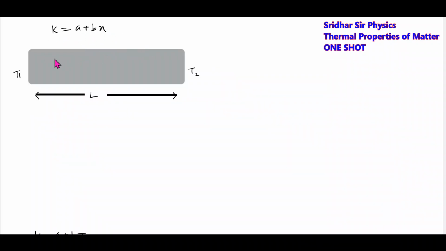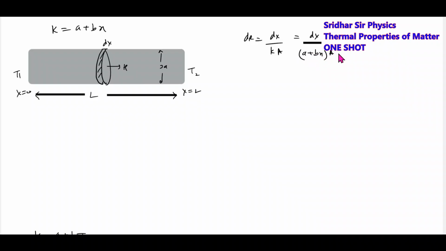Now the conductivity will vary with the distance x. This is x equals 0, this is x equal to L. How to calculate the thermal resistance? The heat current will flow along the axis. So we'll assume here a thickness dx, the heat will flow like this. Let A be the area of this. Then the thermal resistance of this will be dR is equal to dx by k into A. What is k? A plus bx.